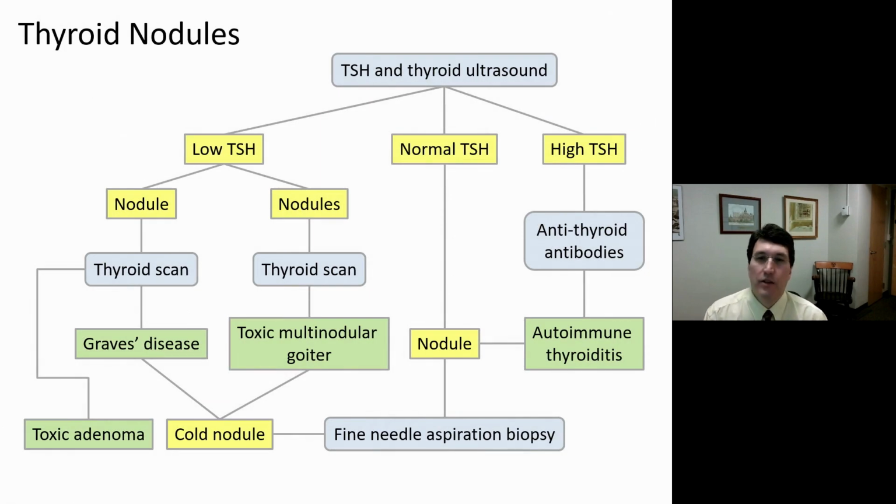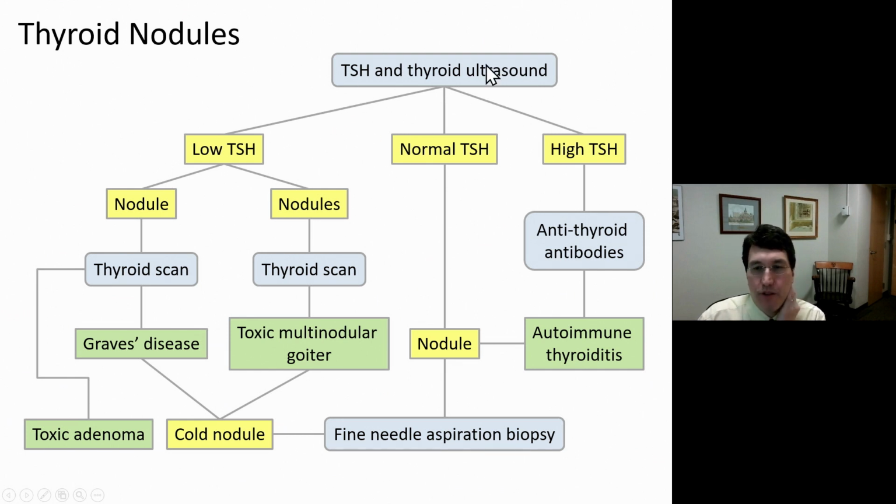Okay, then the last topic we're going to discuss, a very common one, thyroid nodules, very frequently encountered mainly on imaging these days, but also still picked up on physical exam. And the basic strategy in evaluating thyroid nodules, once you've felt or identified one on imaging, is to check the TSH level and a thyroid ultrasound.